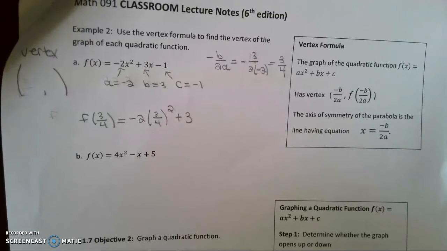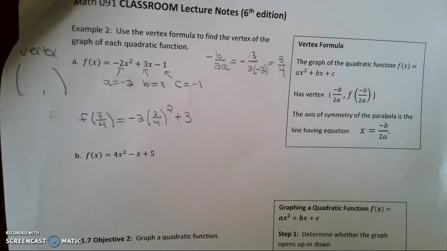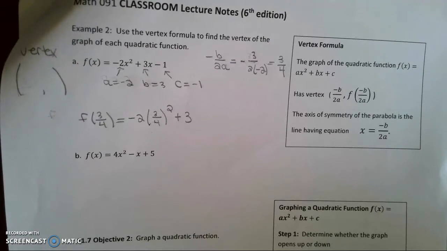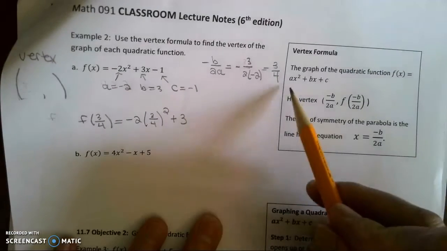Hi, this is section 11.7, objective 1. What we're going to talk about in this section is, let's say you don't have the quadratic equation or the parabola in the form f of x equals a times x minus h squared plus k. What if it's in this form instead?